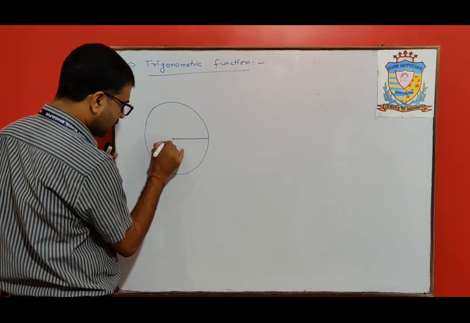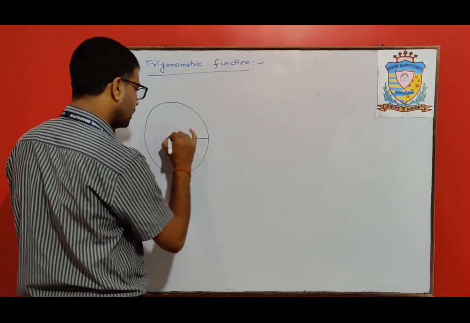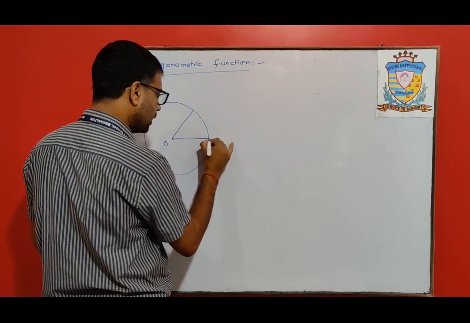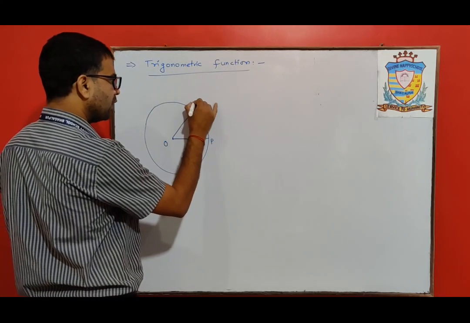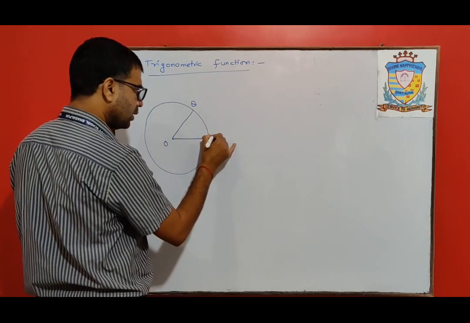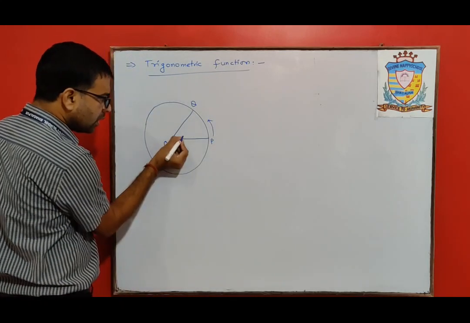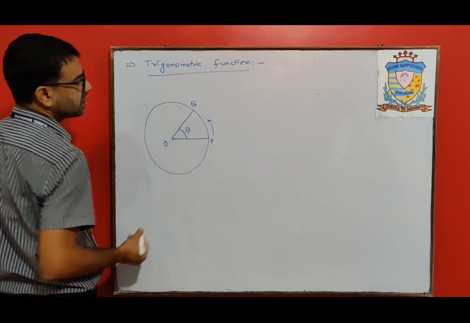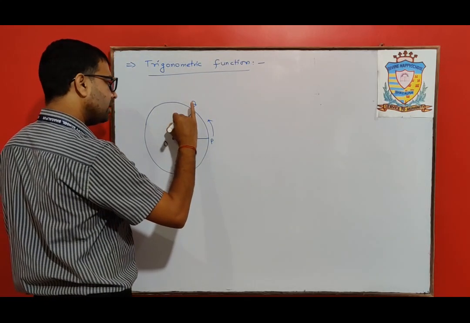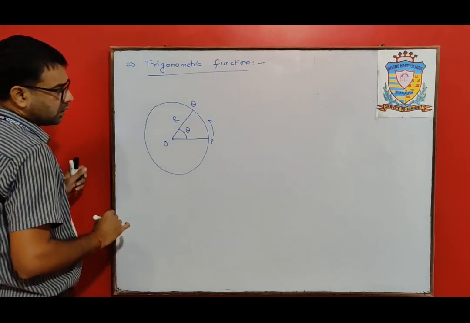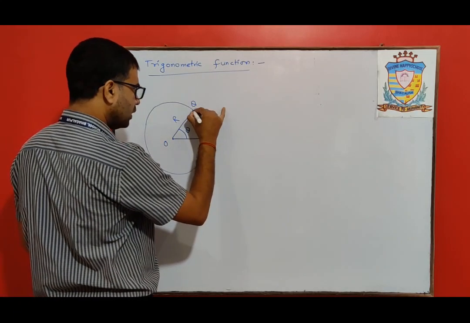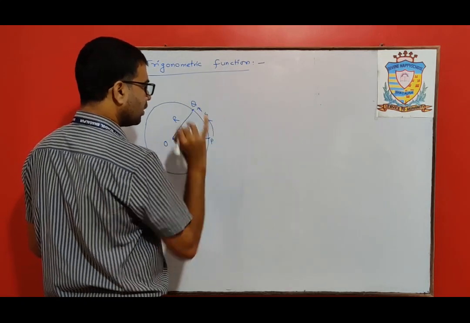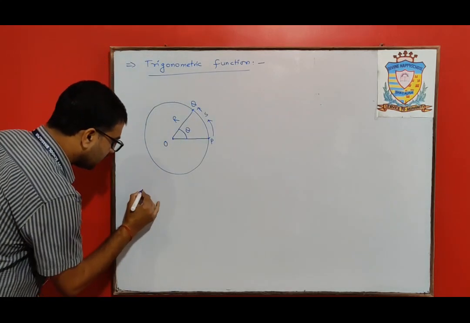Suppose we have a circular path here from this point, let this point be P and this point be Q. Clear? And we are moving in this way. Suppose this angle is theta. Clear? And the radius of this circle is r. Suppose the length of this arc is s. Clear?